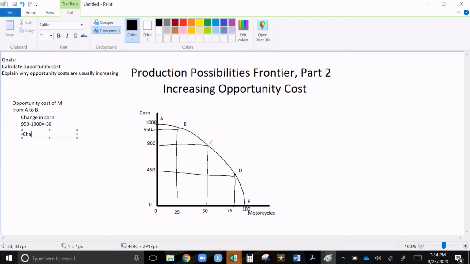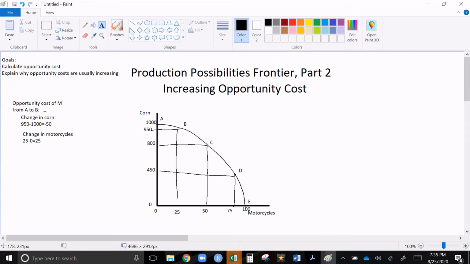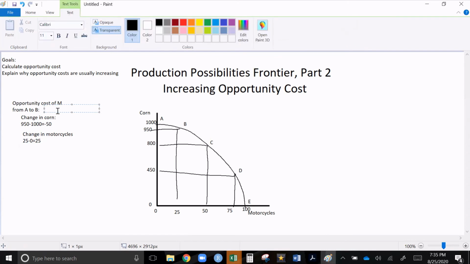The change in motorcycles from point A to B is 25 in B minus 0 in A, equals 25. And so the opportunity cost from A to B is the change in corn over the change in motorcycles: minus 50 divided by 25 equals minus 2 units of corn per motorcycle.